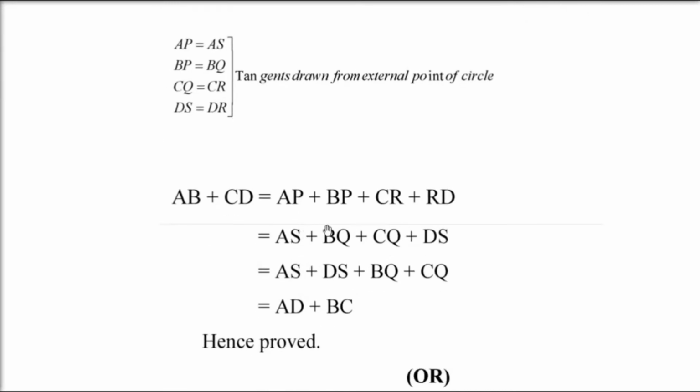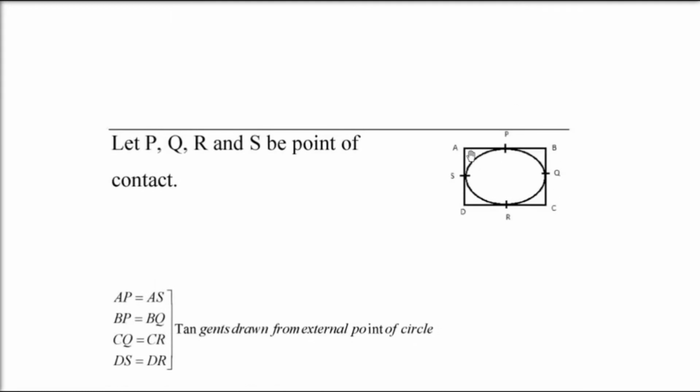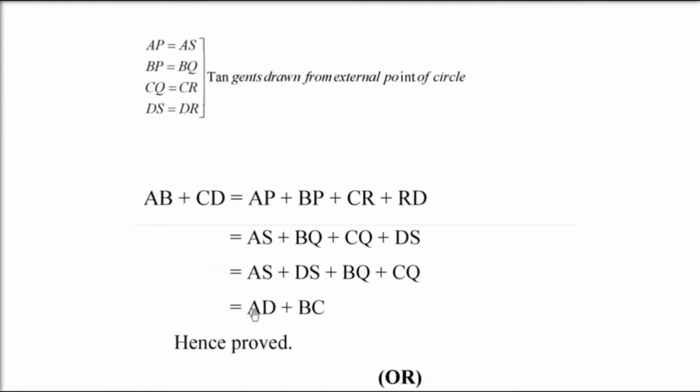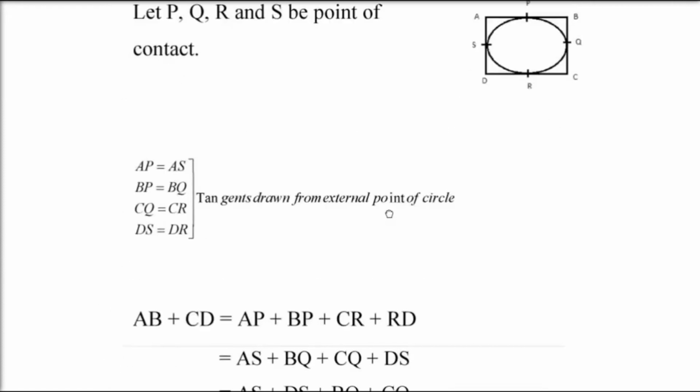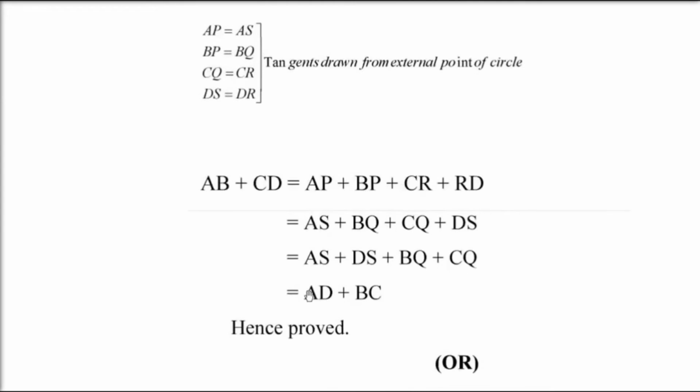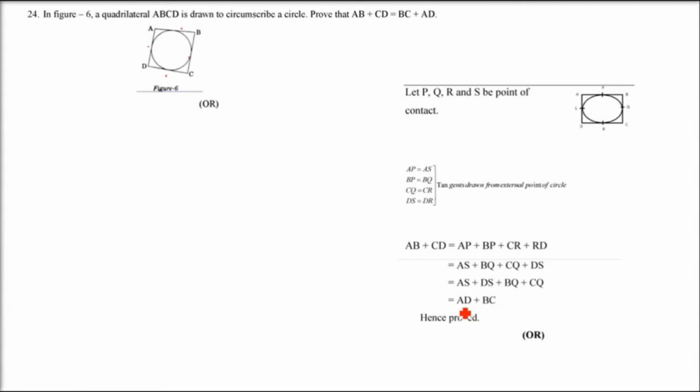Now take this DS with AS and take BQ with CQ, just rearranging. What is AS plus DS? It's AD. And BQ plus CQ is BC. Write it here, BC. So hence we have proved it: AB plus CD equals AD plus BC.